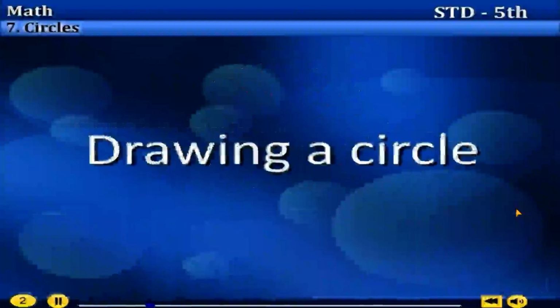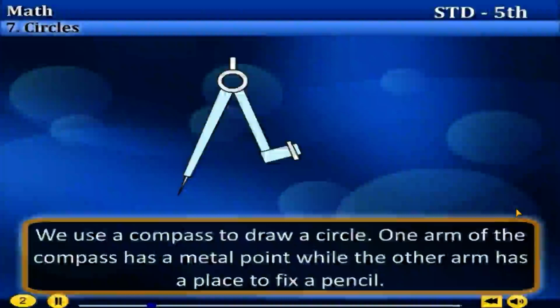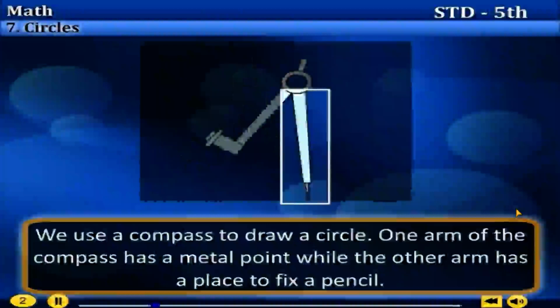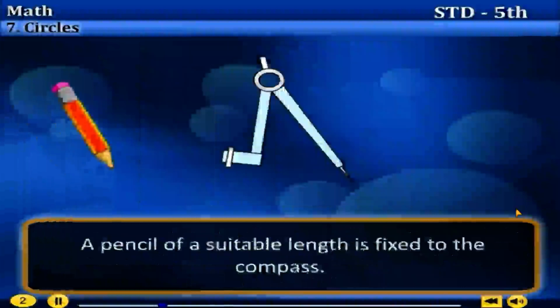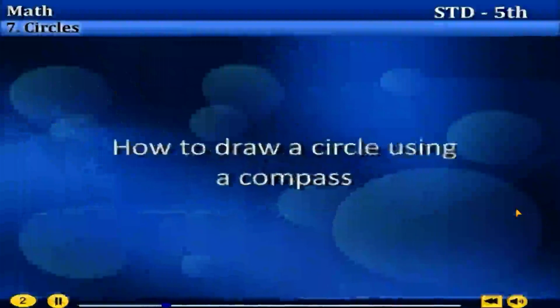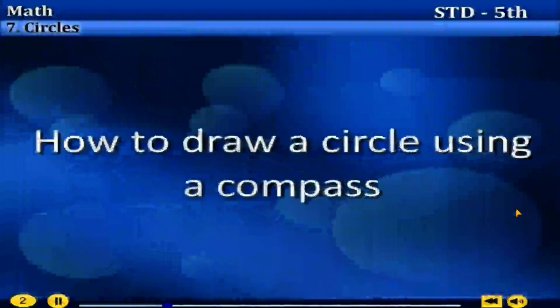Drawing a circle. We use a compass to draw a circle. One arm of the compass has a metal point while the other arm has a place to fix a pencil. A pencil of a suitable length is fixed to the compass. How to draw a circle using a compass?